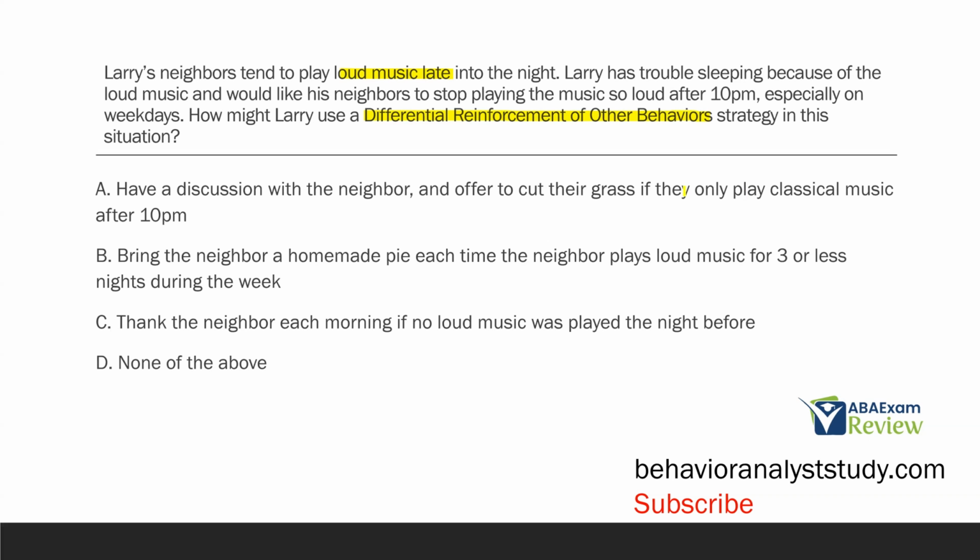A is out. B, bring the neighbor a homemade pie each time the neighbor plays loud music for 3 or less nights during the week. Well, this is more of maybe a lower rates differential reinforcement procedure, right? He's set this goal of 3 or less nights during the week. If his neighbor hits it, well, then he gets reinforced with pie. With the DRO, we don't want the behavior at all.